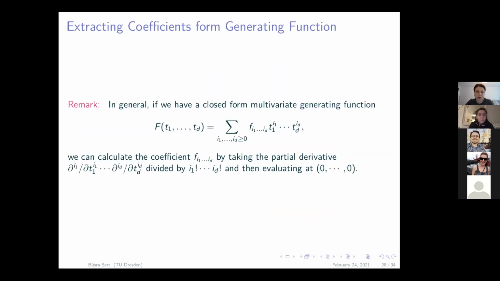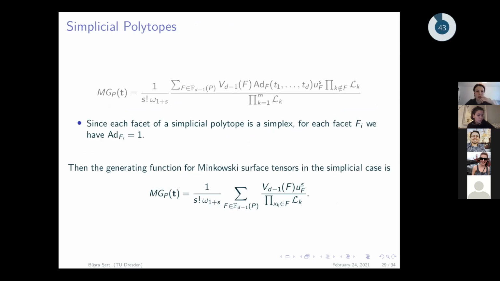So we have a generating function now, and we would like to extract coefficients from it. One of the classical ways to do it is, if we have a multivariate generating function, we can calculate the coefficient we want just by taking partial derivatives and evaluating at 0. So we do the same. We said that our generating function works for polytopes with simplicial faces.